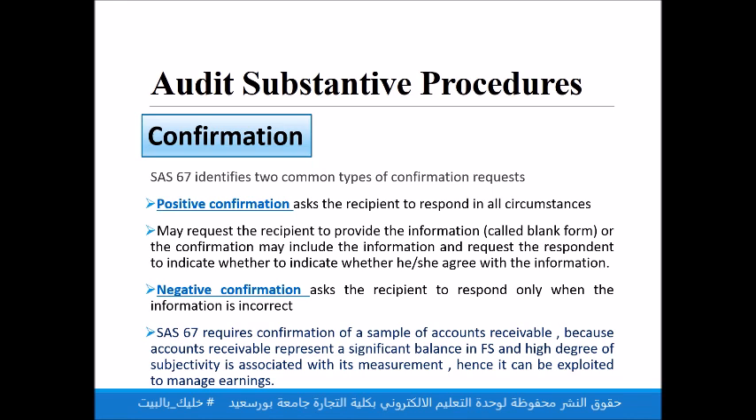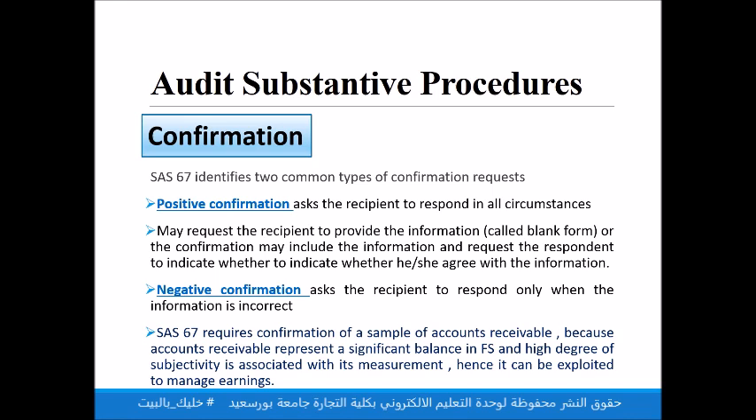You need to differentiate between positive confirmation and negative confirmation. Positive confirmation asks the recipient to respond in all circumstances. However, negative confirmation asks the recipient to respond only when the information is incorrect.